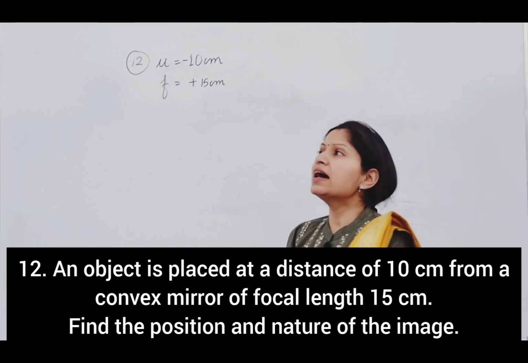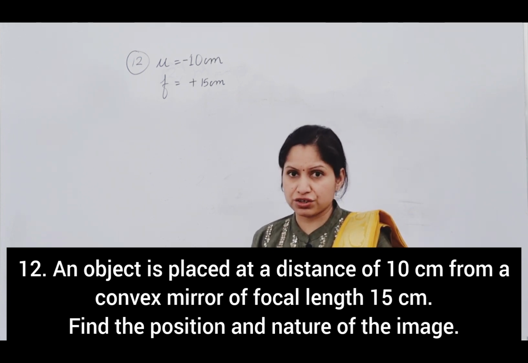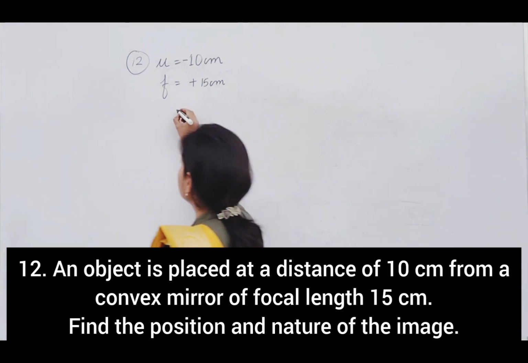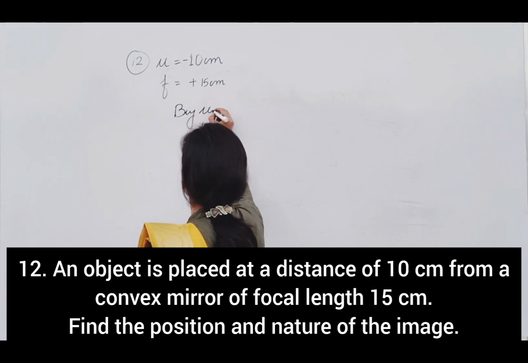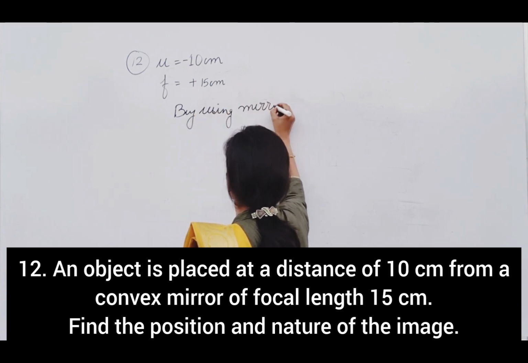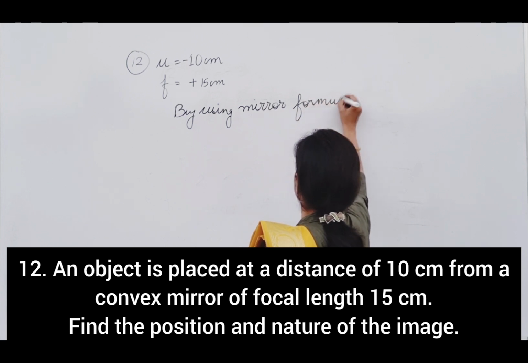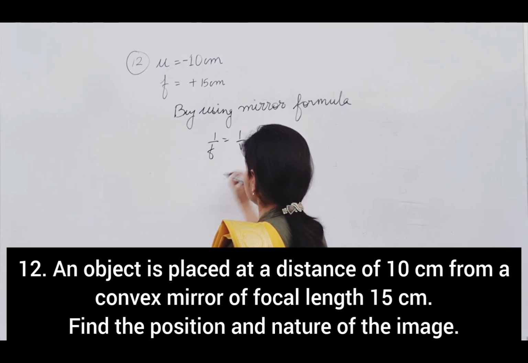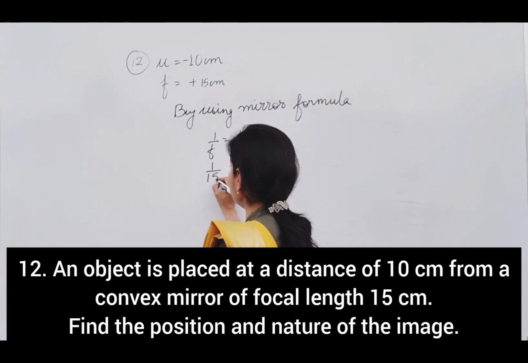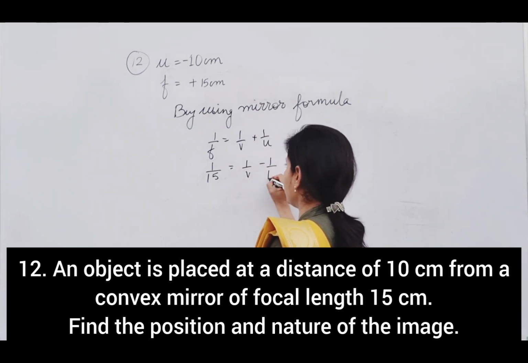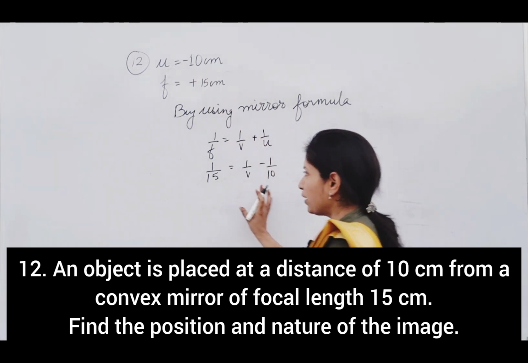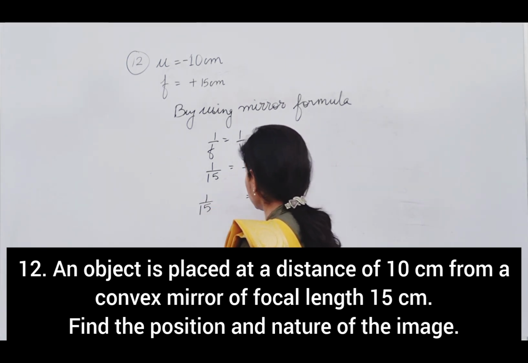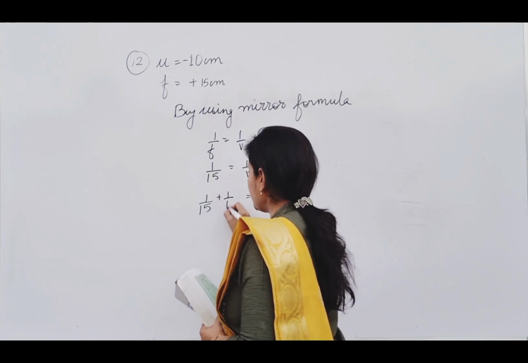You have to find the position of the image, and nature of the image means you have to calculate the magnification. Whenever nature is asked, you have to calculate the magnification. Magnification tells us everything about the image. So we'll use the mirror formula. So by using the mirror formula, we have, so we'll put the values. 1 upon 15 is equal to 1 upon v minus 1 upon 10, because plus and minus will become minus. Let 1 upon v be this side only because it's positive. And we'll shift this minus 1 upon 10 to the opposite side, so it will become plus 1 upon 10.